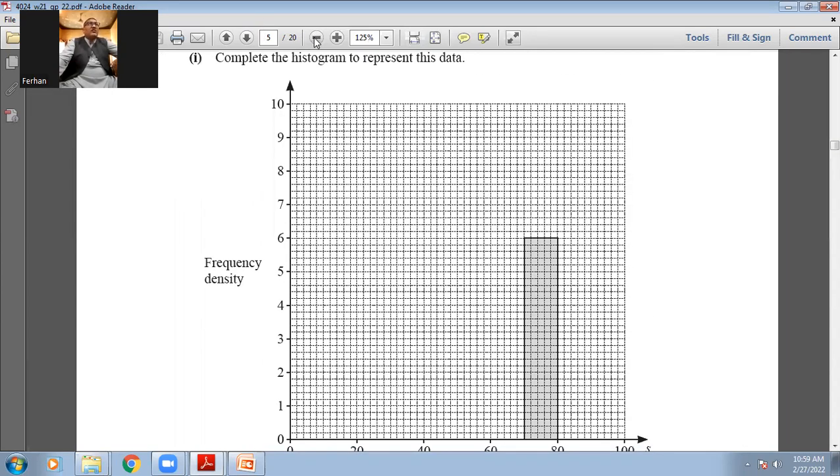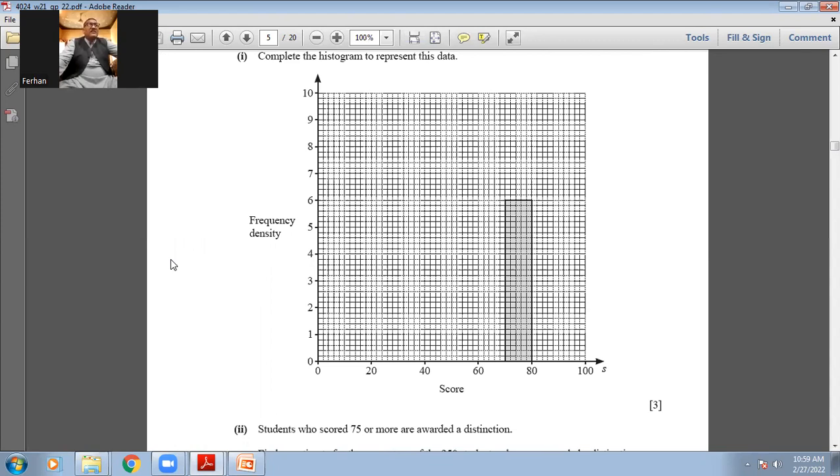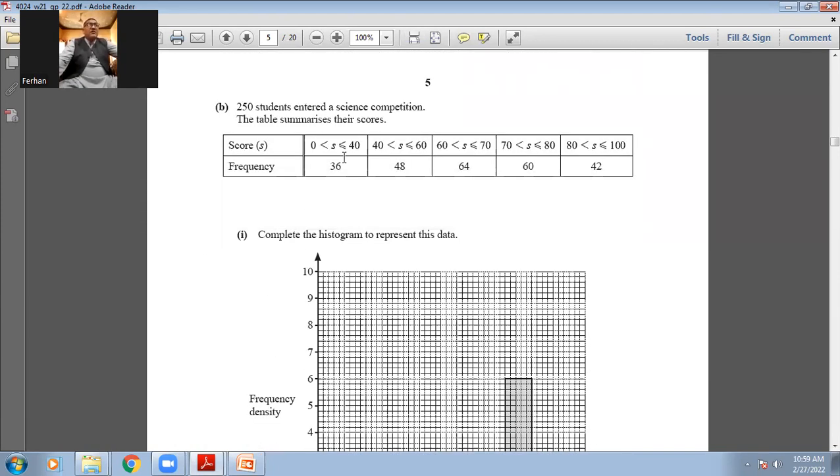So if you want to represent this information, this is a histogram on frequency density. Because the class intervals are not uniform, we will make the histogram with the help of the frequency density. If you want to find the frequency density of a class, the method is very simple. Frequency density is equal to the frequency of that class divided by the class width. So for example, here it will be 36 divided by 40. The class width here is 40. So 36 divided by 40 will give you the frequency density.